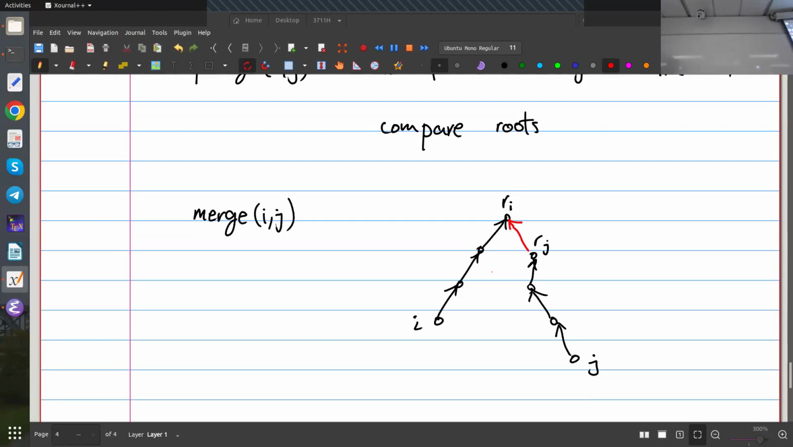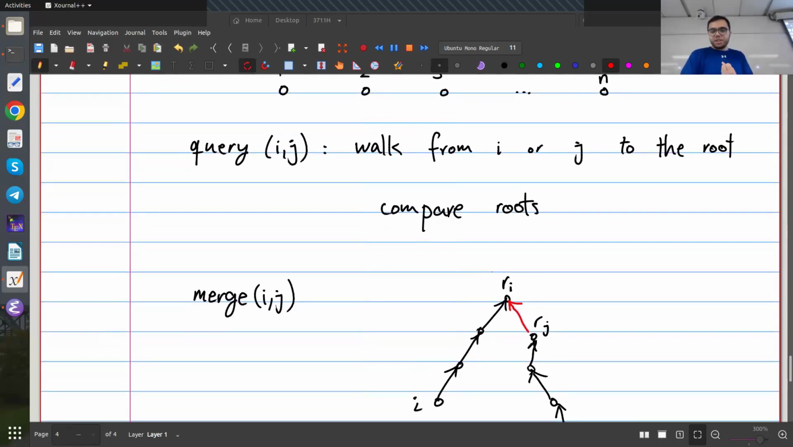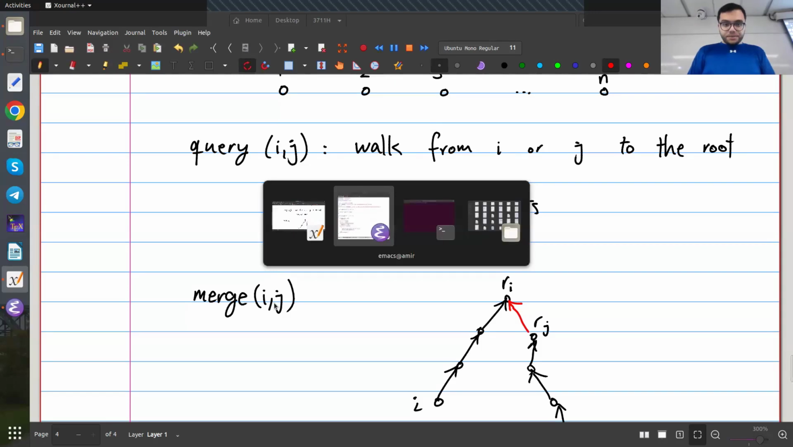Okay. So this is my merge operation. So basically, if you think about it, I really just have a root finding operation, right? So if I just have this operation of starting from a vertex and walking up until I get to the root of my tree, my query does this for both of these vertices, and then at the end just checks if they're the same root. My merge does it for both vertices, and at the end makes one of the roots a child of the other root. Okay? So this is the algorithm that we have using trees.